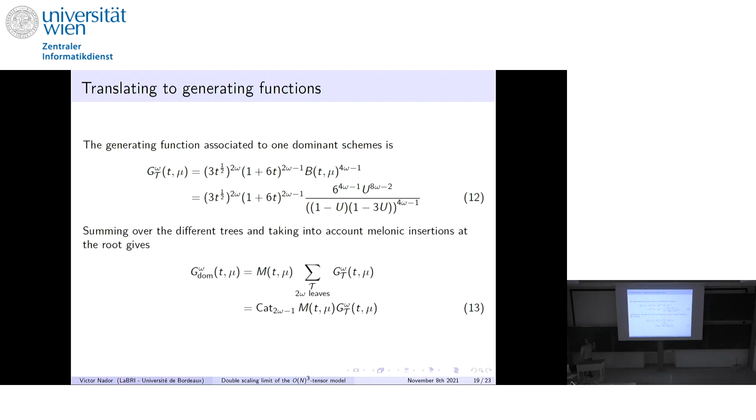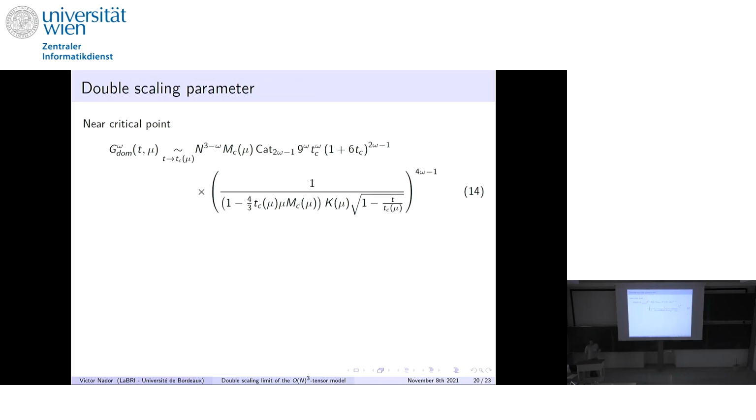And since this doesn't depend on the shape of the tree, I can easily sum over the various trees that have 2 omega leaves. And this formula simply factorizes as a Catalan number. And also I have an extra factor m accounting for possible melon insertion at the root. And now I can simply use the fact that we know how m behaves near a critical point to get this formula. And this tells me how I should define my double scaling parameter. So how should I send n to infinity and the critical value t and mu to criticality?